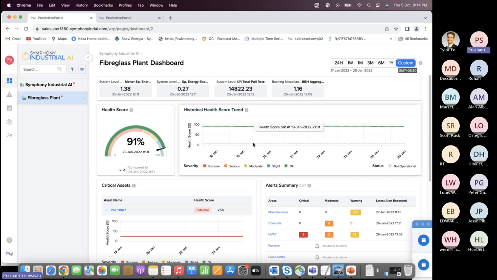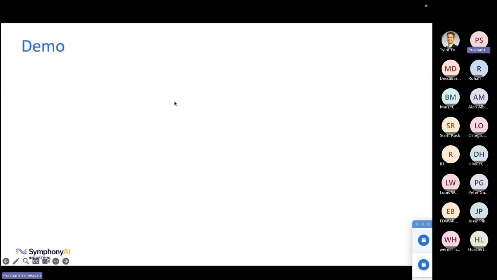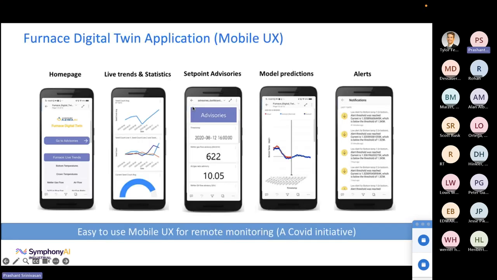So this is just a glimpse of the application. Obviously, there's a lot more complexity and capabilities on this. We also developed in the past a mobile interface for a similar application, which was very helpful for users, especially during the pandemic period, to remotely monitor the furnace in a very easy and convenient way.